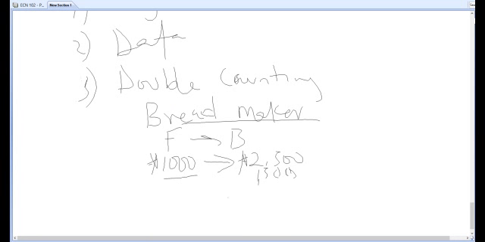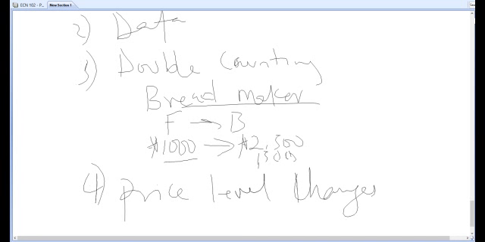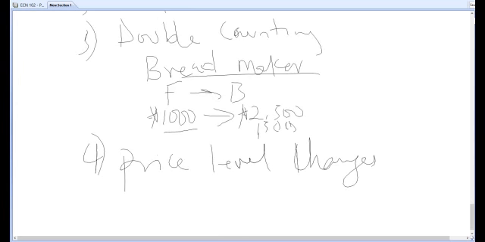Then we have the issue of price level changes. Of course, prices are not very stable in most economies. So once the price level changes, the value that you arrive at, whether real or nominal GDP, is going to change as the price level changes. These are some of the challenges that confront the estimation of national income. So please do look at your study material, your study guide. You have these items there for you to go through and to have better understanding.